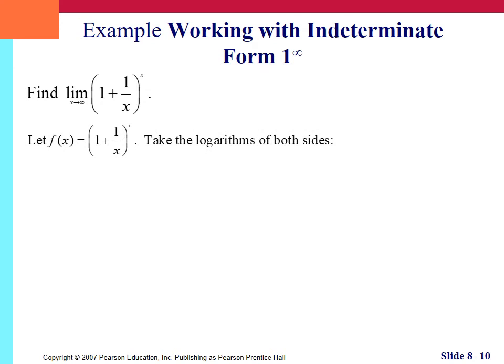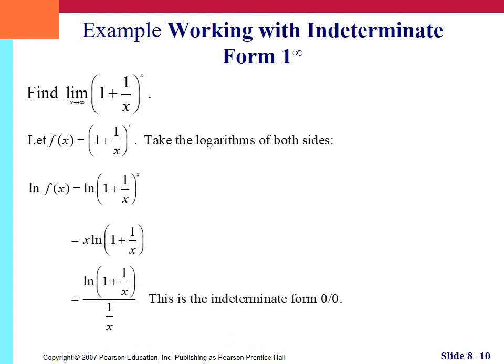So let's assign f of x equal to 1 plus 1 over x, to the power of x. Next, take the natural logarithm on each side. Ln of f of x is equal to ln of 1 plus 1 over x, to the power of x. This helps us bring down the x in the exponent to the coefficient by one of the rules of logarithm. Again, in our next step, the x in the coefficient can be written as a denominator, taking the reciprocal 1 over x.